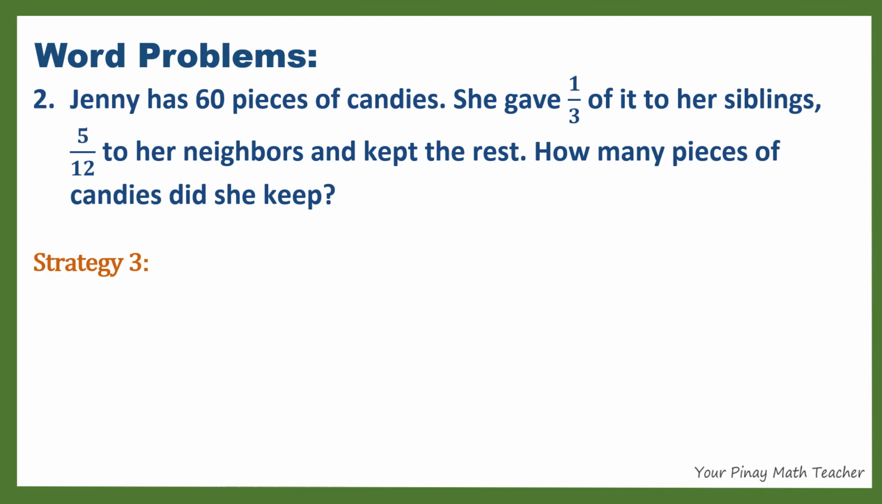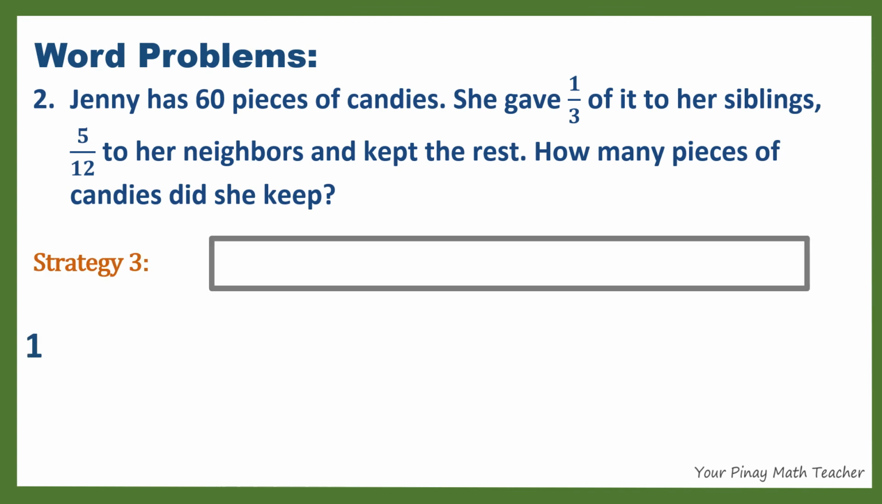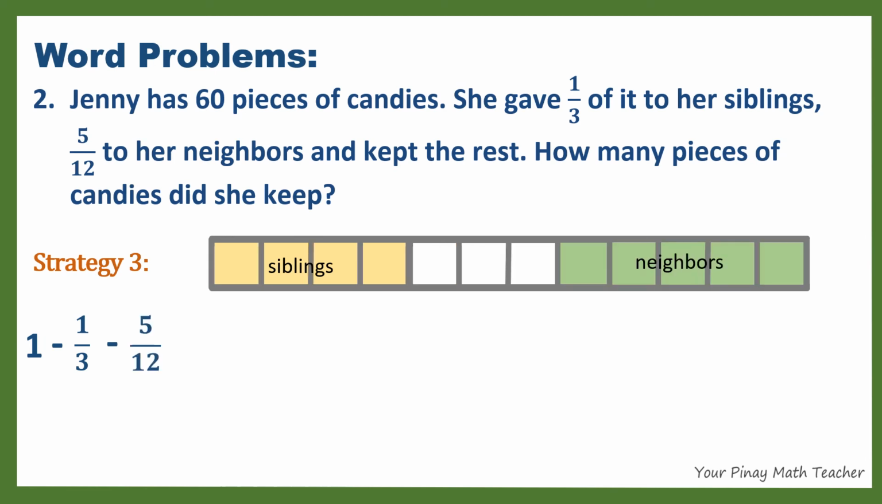Strategy 3. 60 pieces of candies is represented by a whole rectangle, or one whole. Then the rectangle is divided into 3 equal parts, and 1 out of 3 is taken from it. Same with 1/3 being taken away from one whole. Then the whole rectangle is divided into 12 equal parts. 5 of them are subtracted, or 5/12 is subtracted from the remainder of one whole minus 1/3. So the remaining is kept.